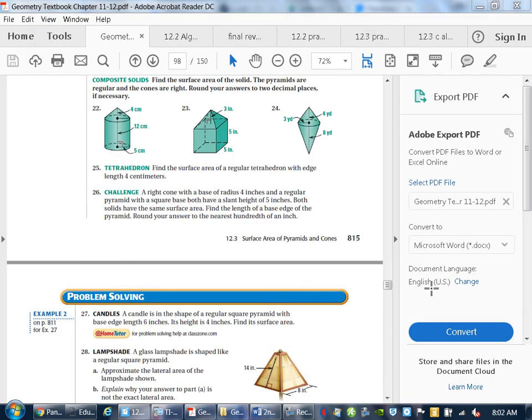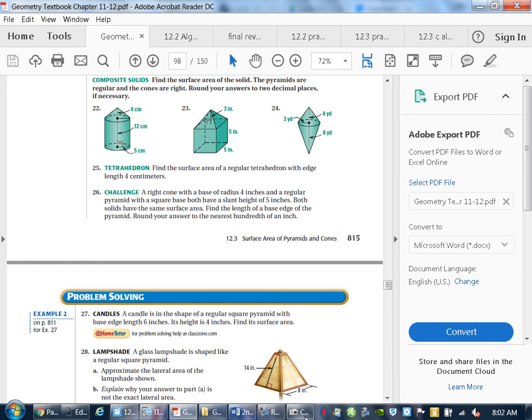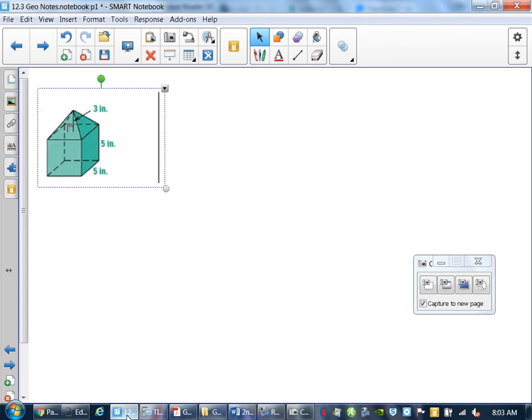And guess what? It works the exact same way. Oh, that's gonna be a bad picture. It works the same way when you have pyramids and prisms. Okay? It's the exact same thing, but you're just doing different formulas.